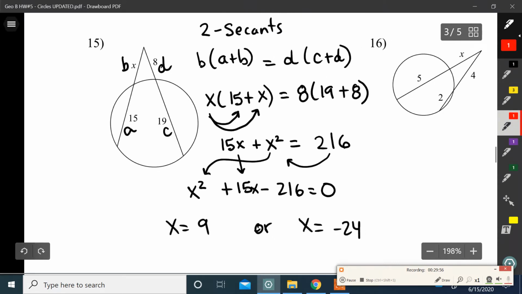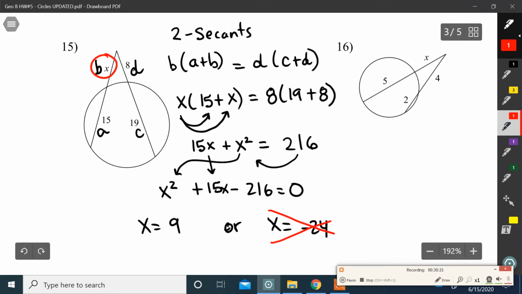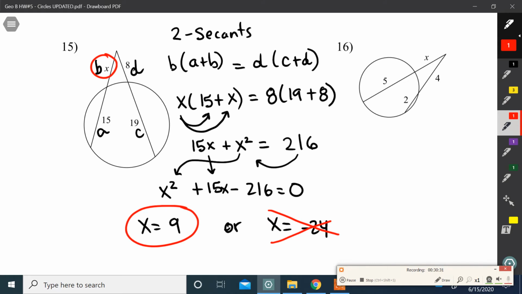Here's the problem, guys. Now when you're dealing with segments, this right here cannot be negative. You cannot have a negative answer for this. You simply cannot, because you're talking about lengths, okay? We're talking about distance. Distance cannot be negative. So since I got a negative answer here, I'm gonna take that one out. That is not correct. So my final answer will be x is equal to 9. Okay?